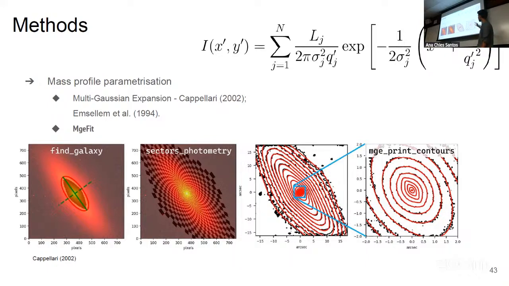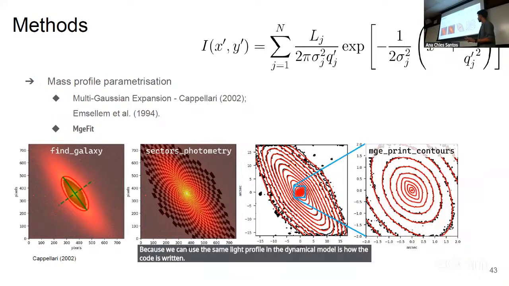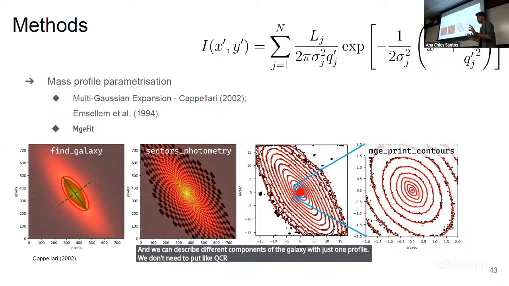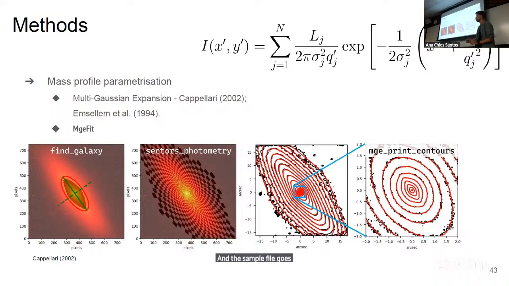The second reason to use this kind of parameterization is that we can use the same light profile in the dynamical model. That is how the code is written. So there are two reasons. One is that this profile is very robust, and we can describe different components of the galaxy with just one profile. We don't need two Sersics with two different indices. And the same profile goes into the dynamical model straightforwardly, so it's very simple to implement as well.